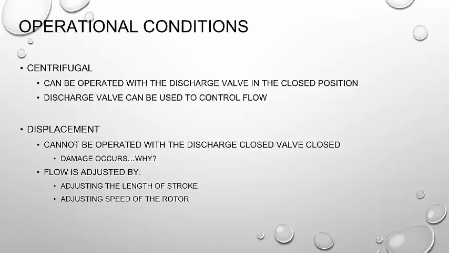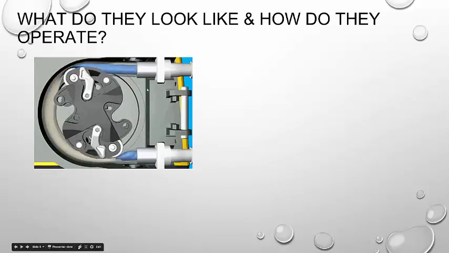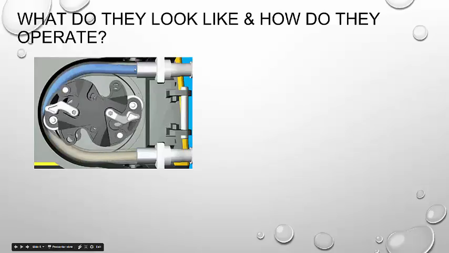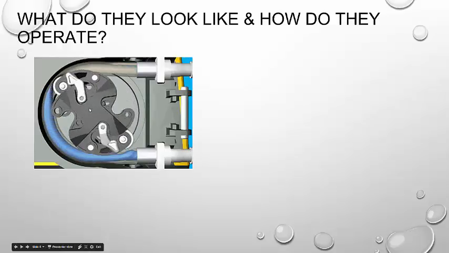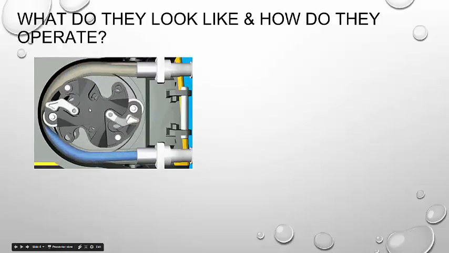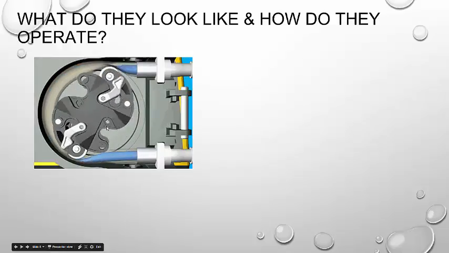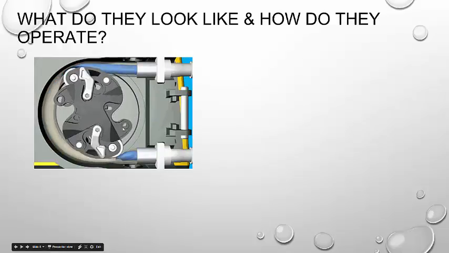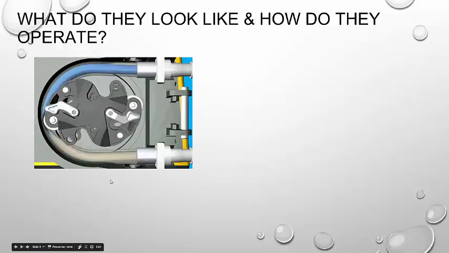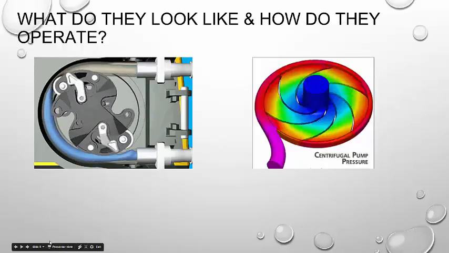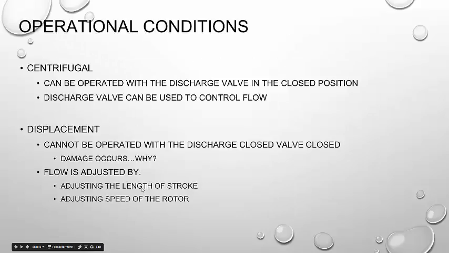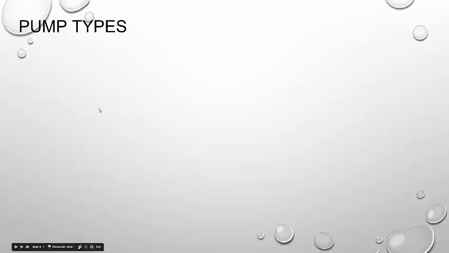With displacement, you cannot close the discharge valve, and think about why that is. So if I go back to this picture here, what would happen if I blocked it here at the discharge? This mechanism here, the center mechanism that's displacing this water, is going to burn up, right? The only way I can really control flow here is to change the stroke length. So I can create a bigger stroke to draw more water, or a smaller stroke to draw less water. Okay. Clear as mud, right? So operating conditions, don't worry, just focus on the things that I mentioned there.